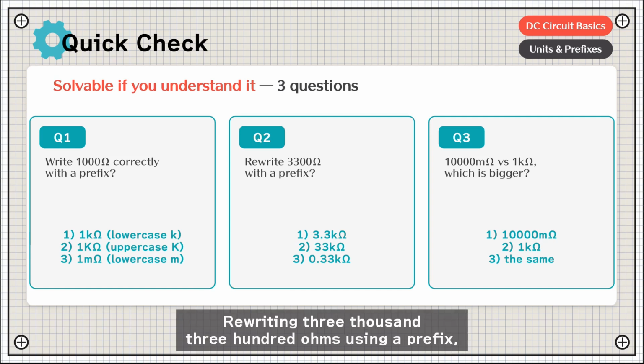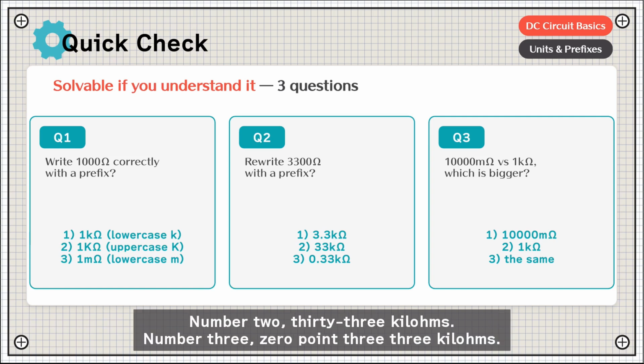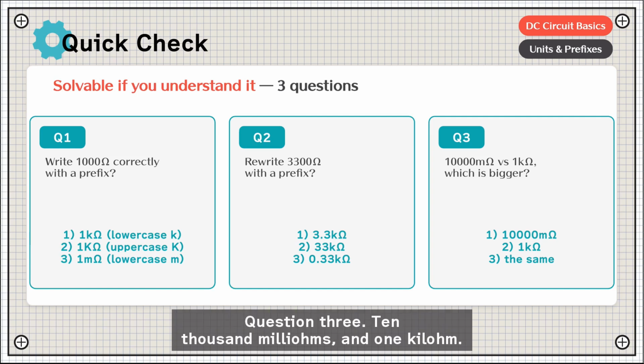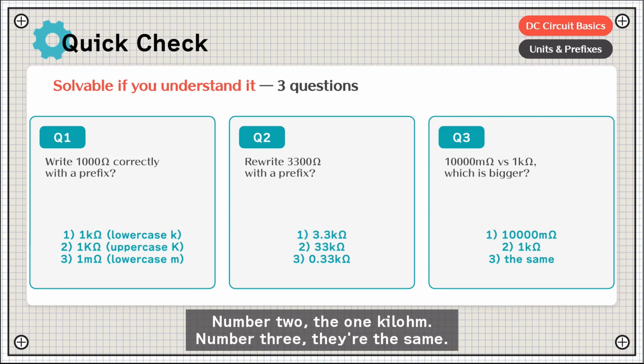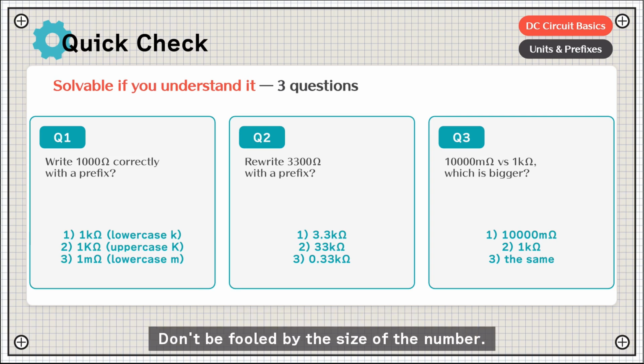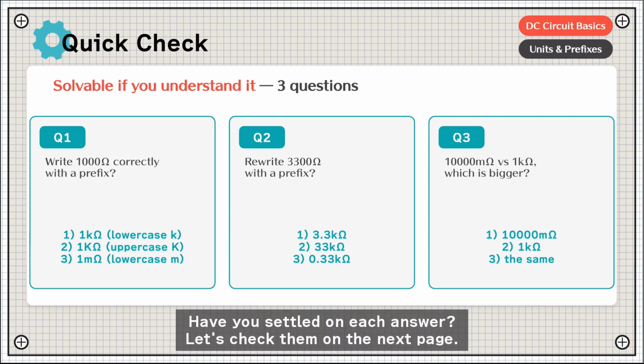Question 2. Rewriting 3,300 ohms using a prefix. What do you get? Number 1. 3.3 kiloohms. Number 2. 33 kiloohms. Number 3. 0.33 kiloohms. Question 3. 10,000 milliohms and 1 kiloohm. Which is bigger? Number 1. The 10,000 milliohms. Number 2. The 1 kiloohm. Number 3. They're the same. Don't be fooled by the size of the number. Have you settled on each answer? Let's check them on the next page.